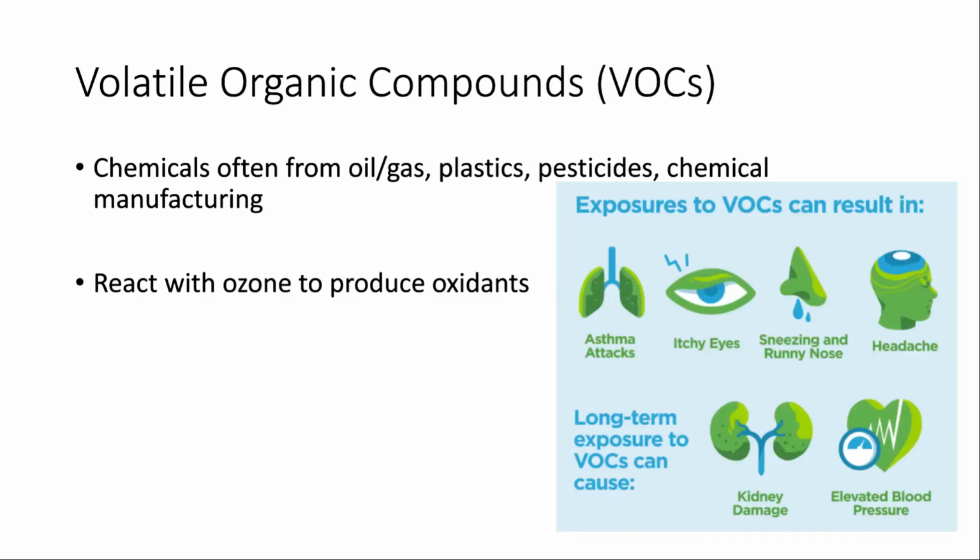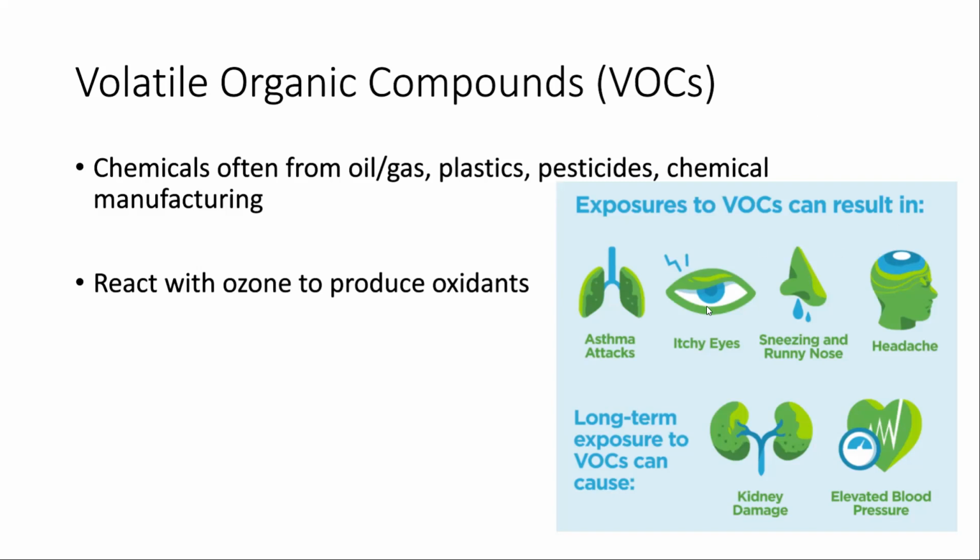And then the group of compounds that I'm most familiar with, at least from my research, is going to be the volatile organic compounds, so VOCs. And these can be used in a whole bunch of different areas. So fuel, we've got VOCs in oil and gas. Plastics contain VOCs, pesticides. A lot of those are organic compounds that are going to be volatile, that are going to be able to get into the air, chemical manufacturing as well. And with these, we're going to see in some cases they'll actually react with ozone to produce reactive compounds that can cause other issues.